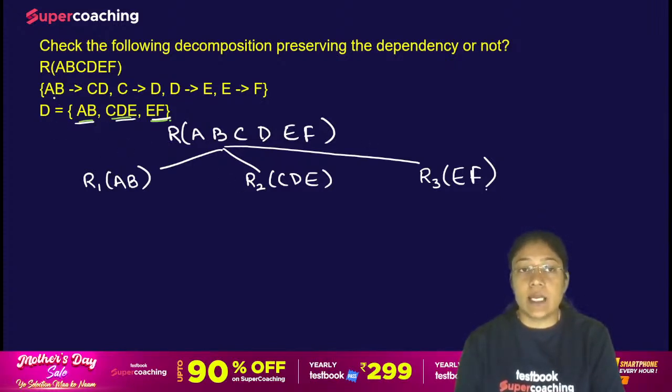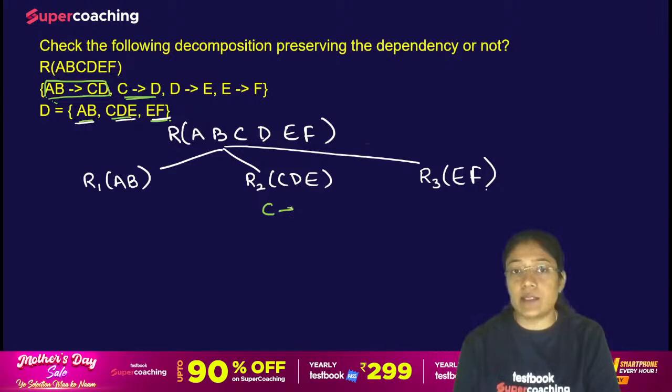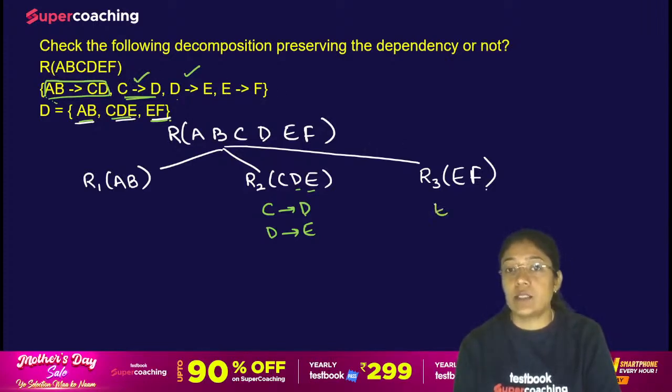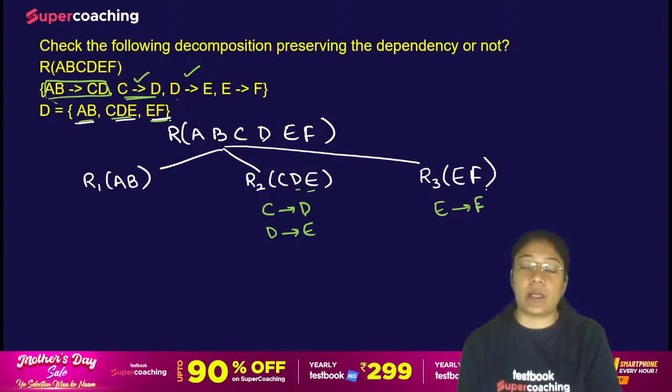So first one is AB determines CD. A, B, C, D – these four attributes do not all come in any single subrelation, so indirectly we need to check for this. C determines D, both the attributes are a part of the relation R2, so C determines D is directly mapped by R2. D determines E, D and E both are present here, so D determines E is also preserved by R2. E determines F is preserved by R3, direct mapping.